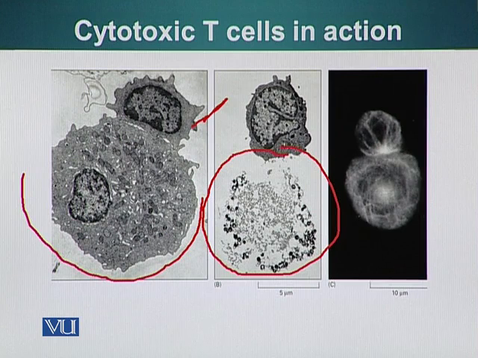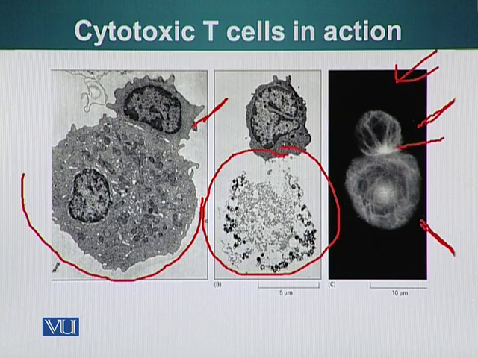This micrograph is very interesting. Here you can see the smaller cell. This is the cytotoxic T cell attacking a cell which has been infected by a particular intracellular pathogen. Please notice this region. This is basically the centrosome of the cytotoxic T cell. As we have already talked about, the centrosome is basically the microtubule organizing center.